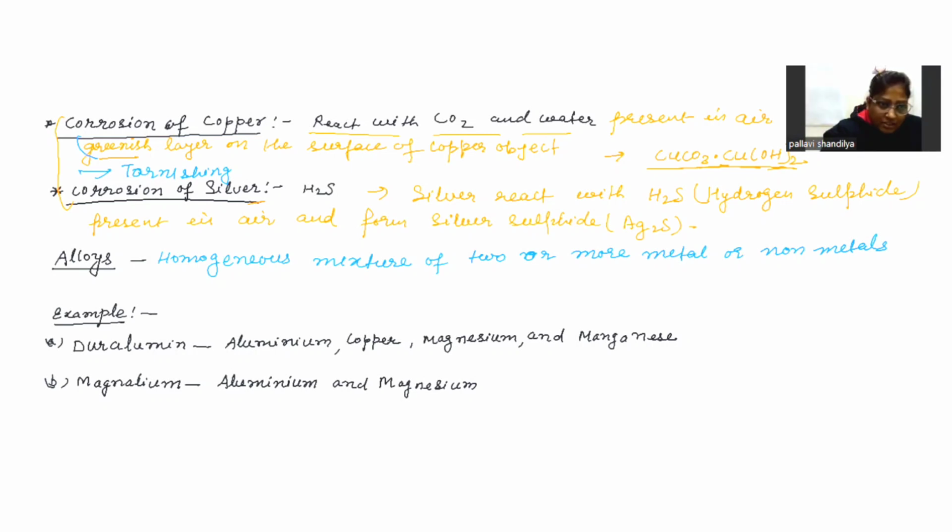Let's move forward. Yes, so we are going to learn about the examples. एलवाइज की कुछ एग्जांपल्स लेते हैं. लाइक कि ड्यूराल्यूमिन, ये किसका एलवाई है? ये एलवाई है एल्यूमिनियम, कॉपर, मैग्नीशियम एंड मैग्नीज का एलवाई है. एल्यूमिनियम क्या होता है? सॉफ्ट होता है, वीक होता है. बट जब इसे हम कॉपर, मैग्नीशियम एंड मैग्नीज के साथ मिक्स कर देते, सो दैट इज स्ट्रॉन्गर इन कंपेरिजन टू द प्योर एल्यूमिनियम. So that alloy is known as duralumin.